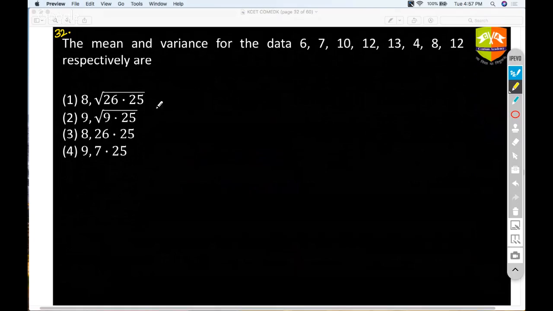This is not a multiplication sign. This is 26.25. Read it like that.